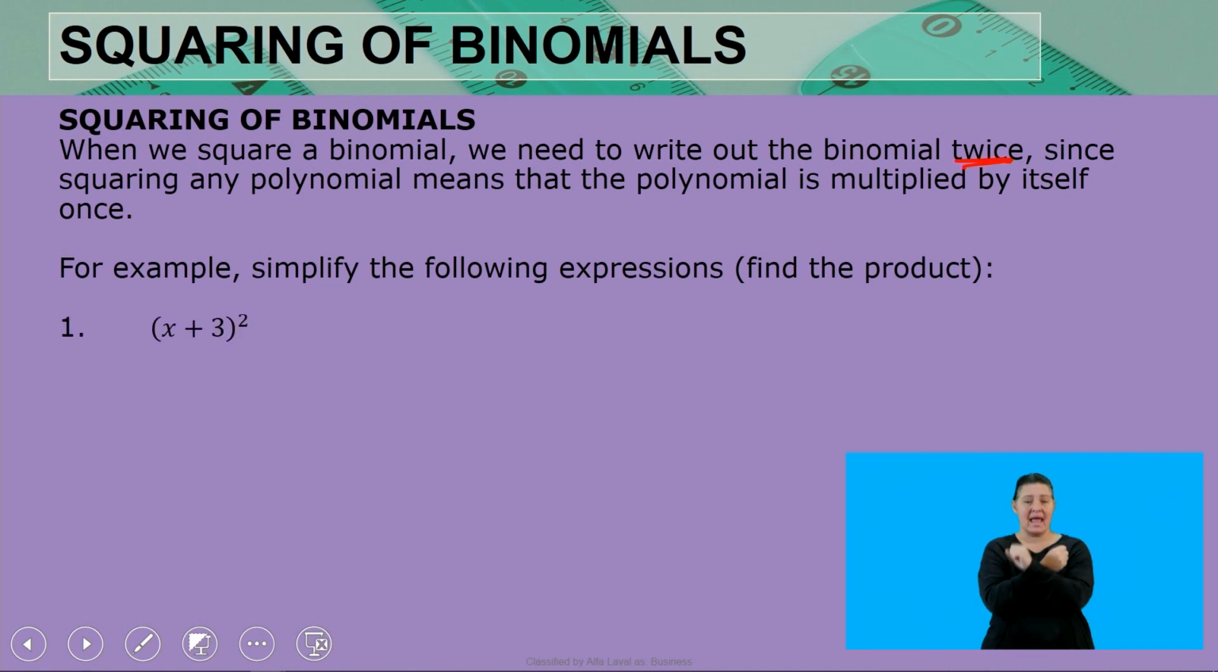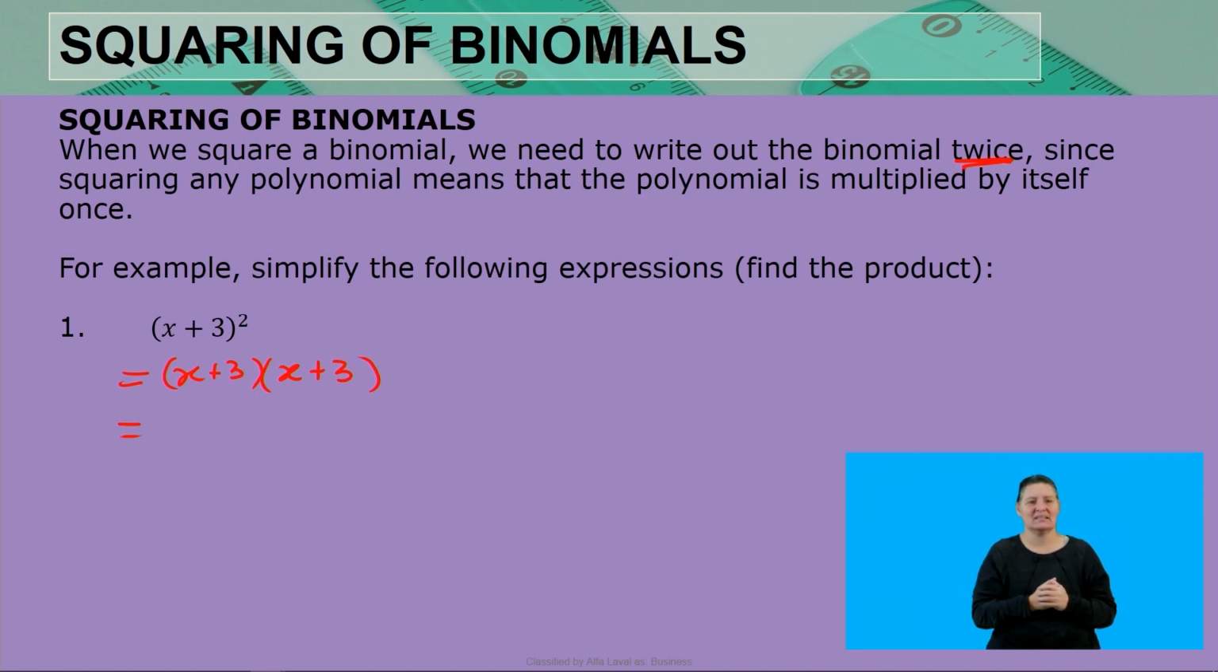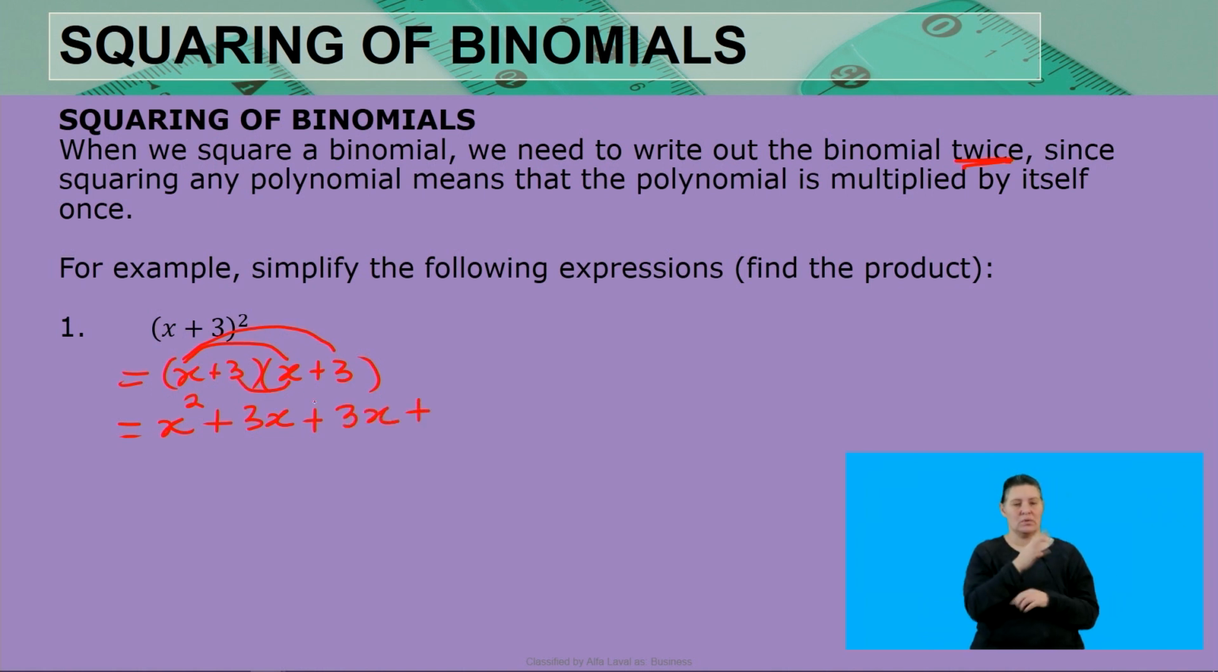For example, here we have x plus 3 squared. So what is supposed to happen here? We are going to simply write out this binomial twice. So x plus 3 multiplied by x plus 3. Can you see how now it looks like the other binomials that we've been multiplying? So we are just going to multiply here. That is x multiplied by x, that is x squared. Then x multiplied by 3, that is going to be 3x. We are adding, then that's 3 multiplied by x, that is 3x. And then that is 3 multiplied by 3, that is 9.